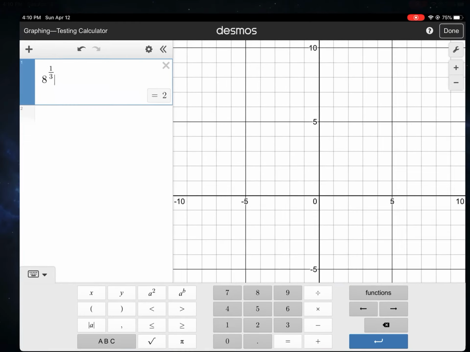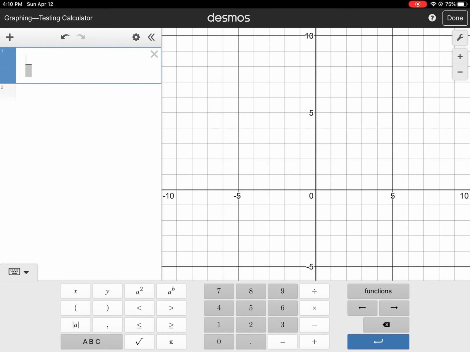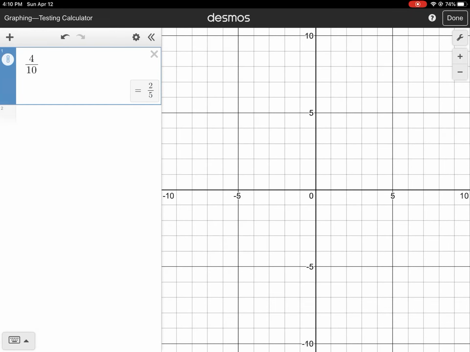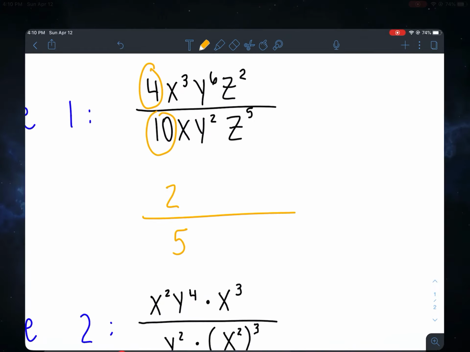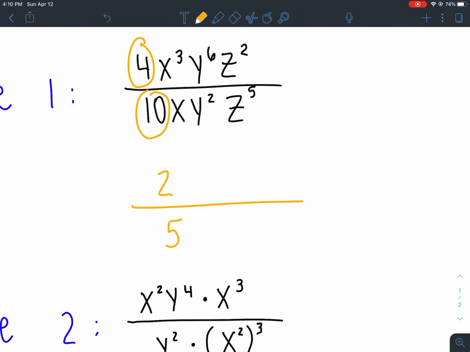Now, if you don't have a graphing calculator at home, you can do 4 divided by 10 in Desmos. If you want it as a fraction, you see the little blue area, you hit on that fraction, and it gives you 2/5. And if you want it as a decimal, you just get rid of that. So it tells you 2/5, and it simplifies it for you. Okay, moving back. So that simplifies our fraction.